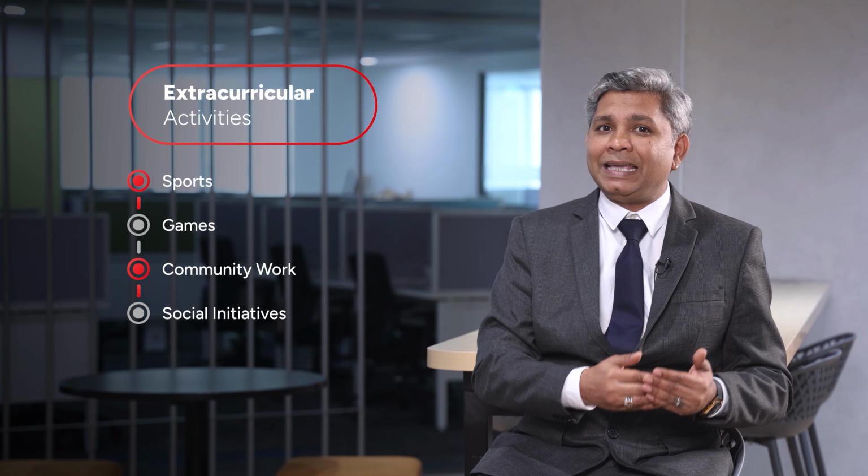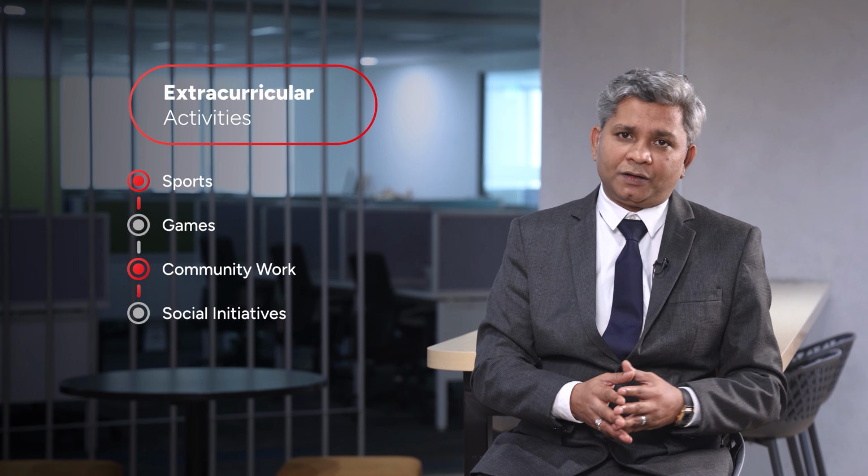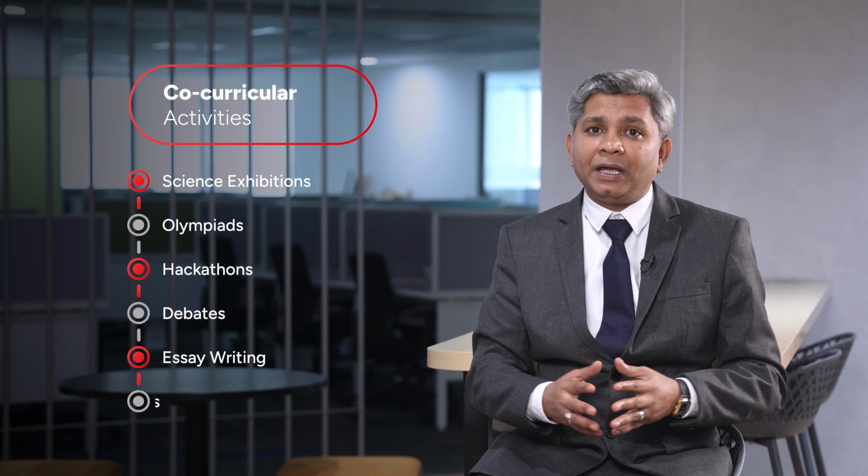After this, you will complete the activities section, which helps the admission panel understand your profile beyond academics. Here you mention your extracurricular activities such as sports, games, community work, or social initiatives. You will also list co-curricular activities like science exhibitions, Olympiads, hackathons, debates, essay writing, quizzes, or anything else. For each activity, you will choose the level of participation, mention the activity name, and upload any supporting pictures or certificates if available.